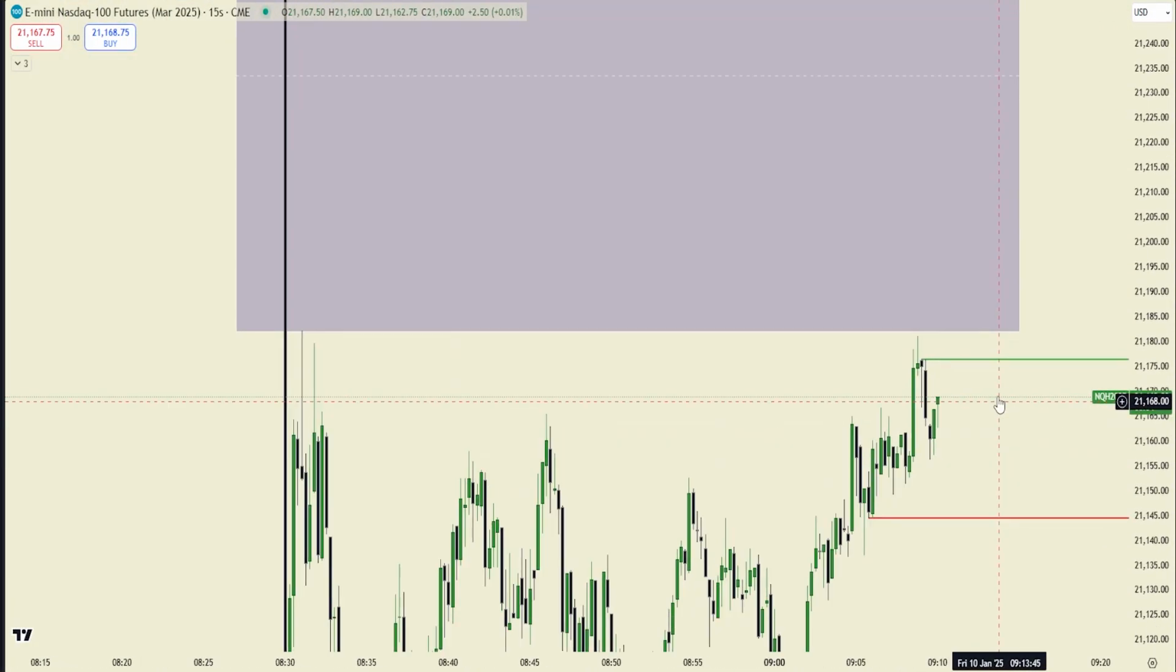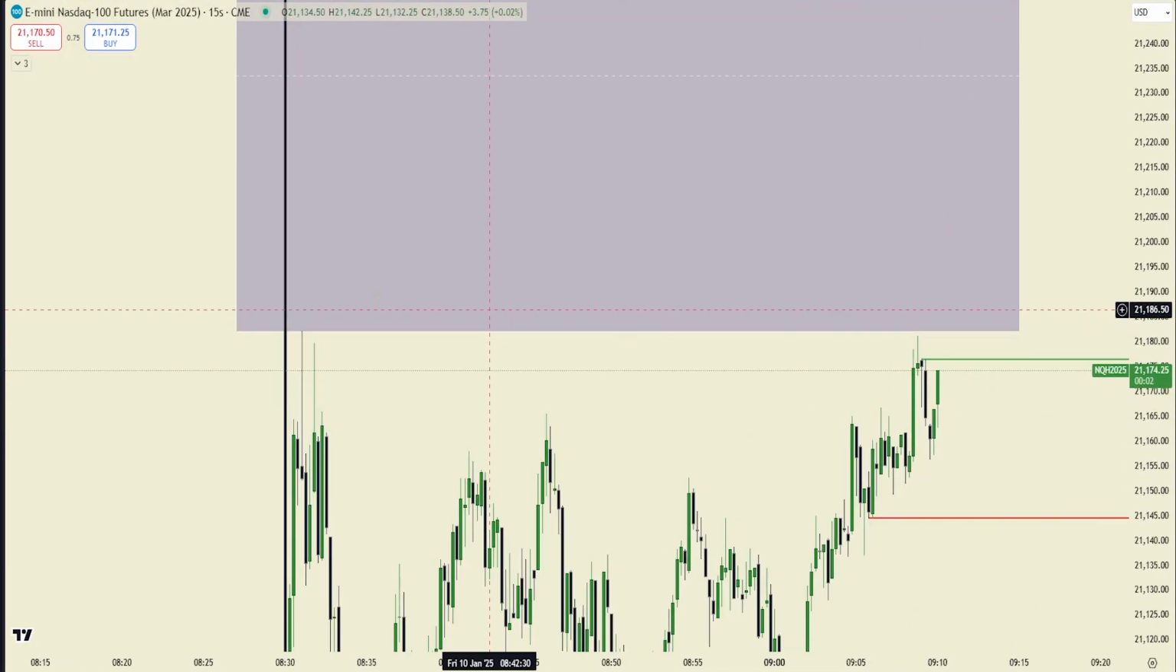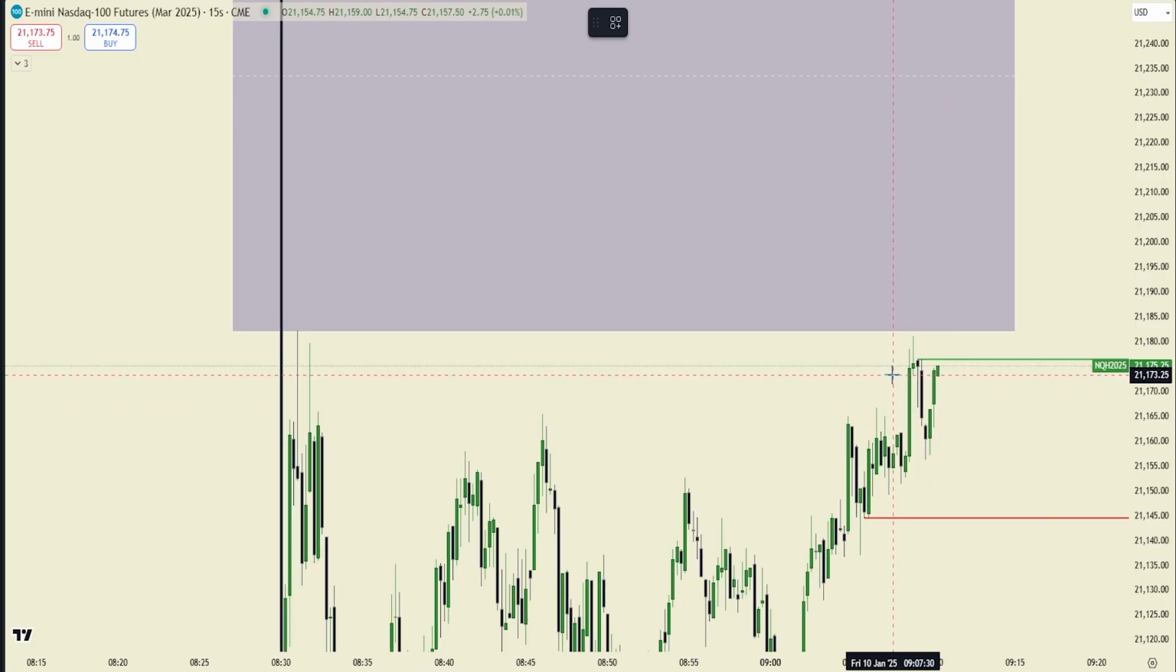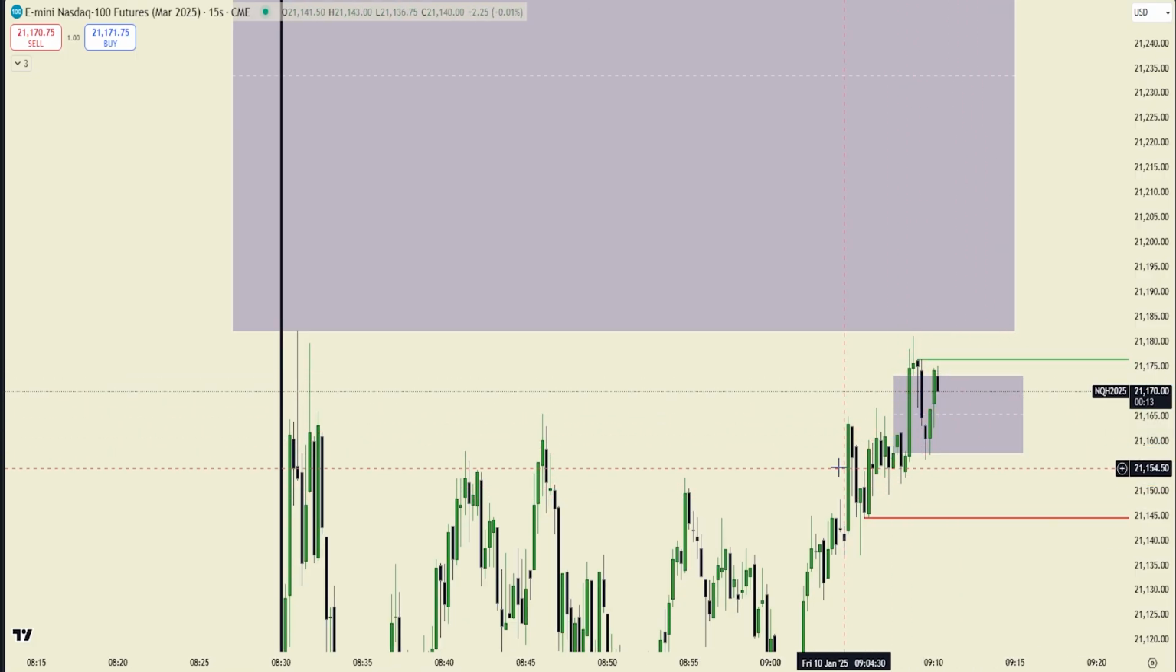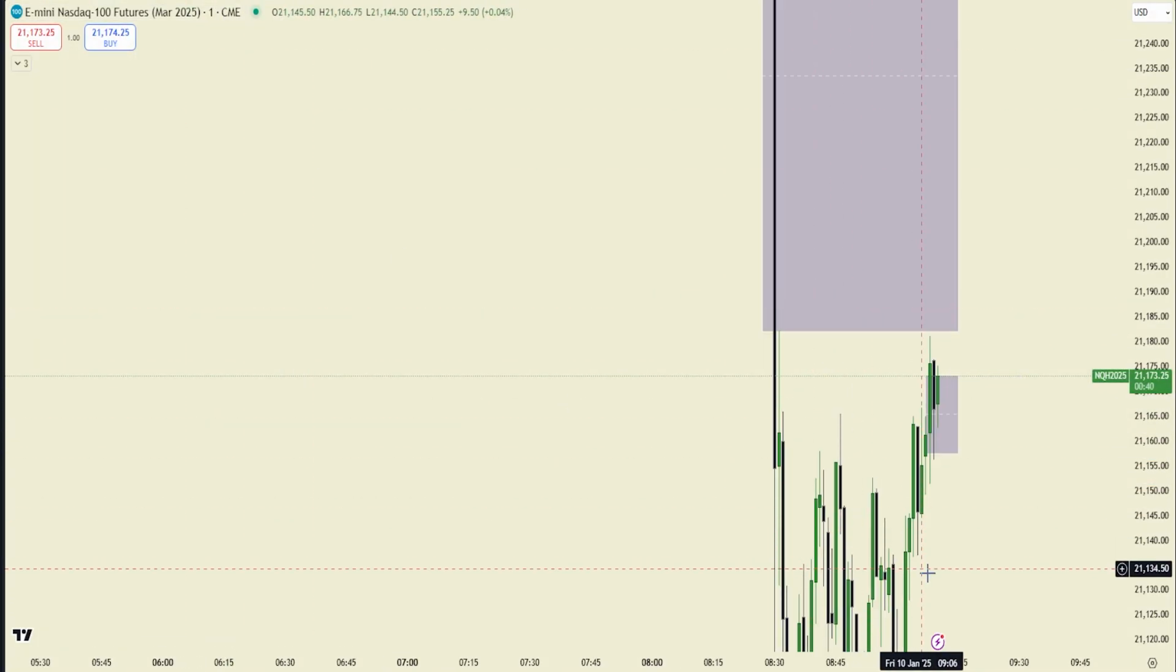The 15-second down here. So at this point, I'd want to see the high swept before getting any shorts, right? I mean, the draw on liquidity would be too conflicted.